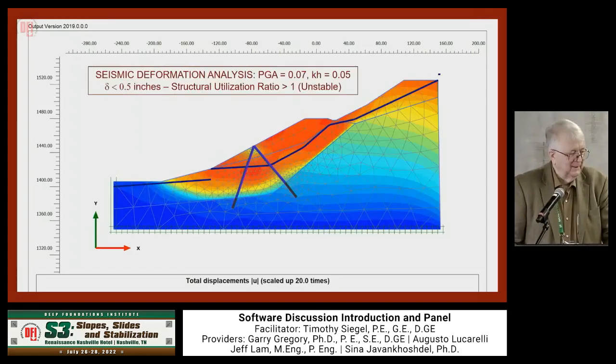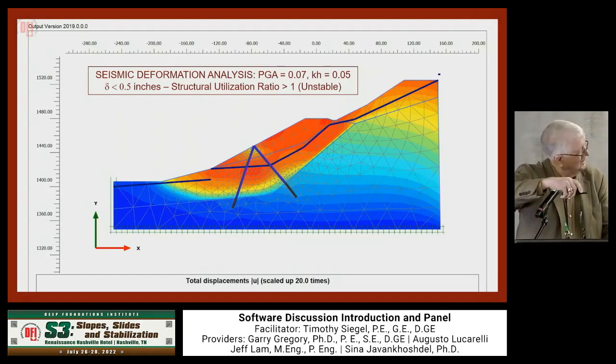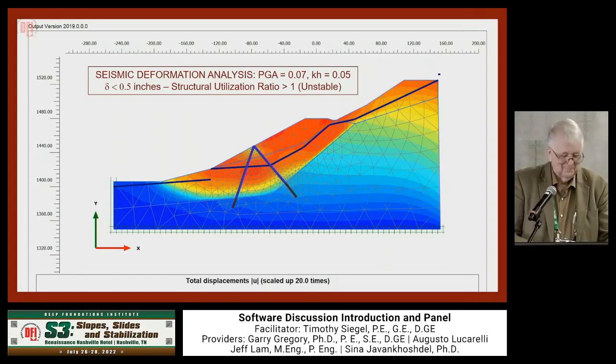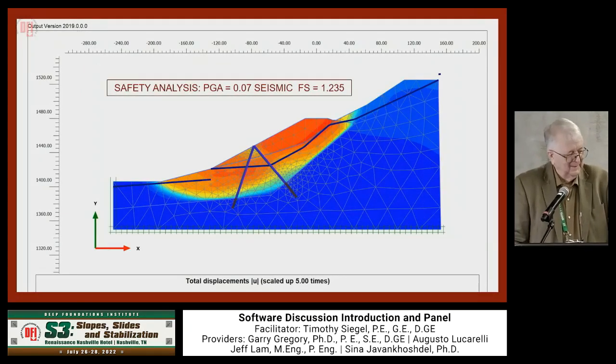Then I went to the PGA of 0.07, case of H equal 0.05. Still, the deformation was less than a ½ inch, but the structural utilization ratio was somewhat over 1, which means that it's unstable. I think not by a great deal, but unstable. And the safety analysis was 1.235.